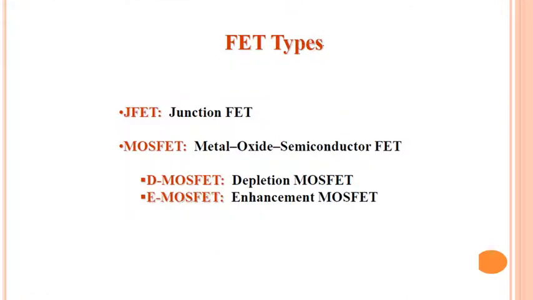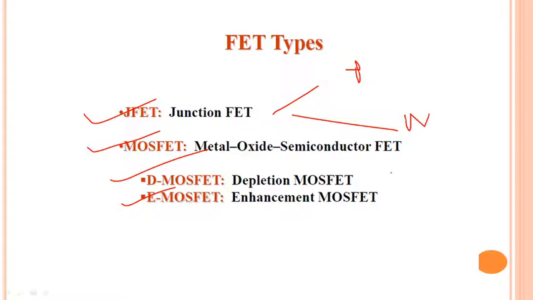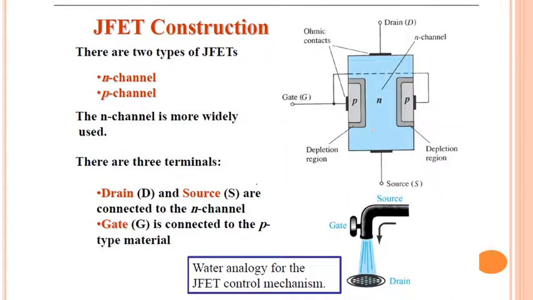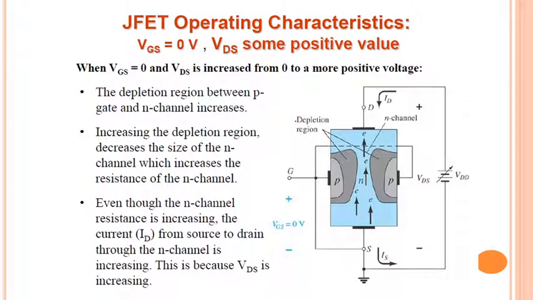So types of FET we have discussed, that is JFET, then MOSFET. In MOSFET you will find two types, that is depletion type and enhancement type. Each again has two types, that is P channel and N channel, that we have discussed. So the water analogy model we have discussed about this. So directly start with this topic.